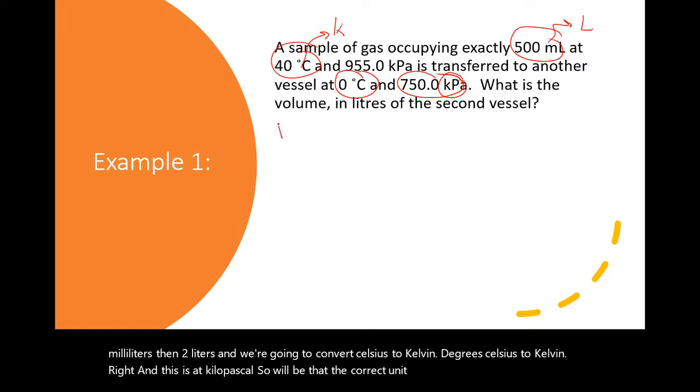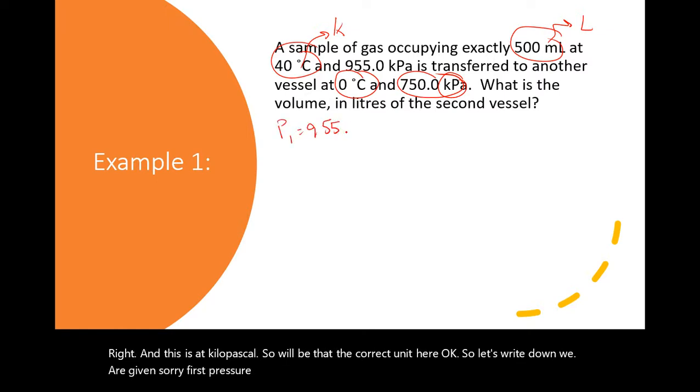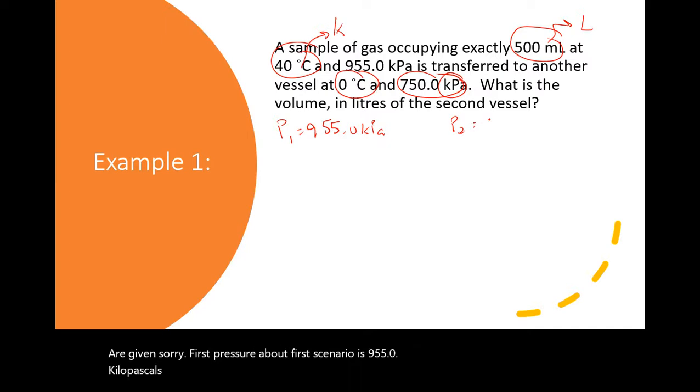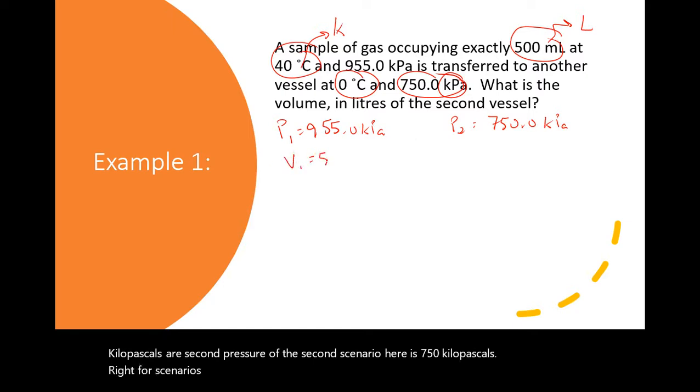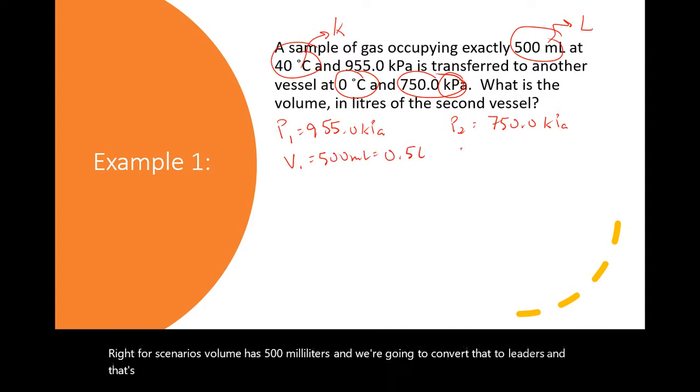Okay, so let's write down what we are given. Our first pressure of that first scenario is 955.0 kilopascals. Our second pressure of the second scenario is 750 kilopascals. The first scenario's volume is 500 milliliters, and we're going to convert that to liters, and that's just 0.5 of a liter. The second volume is what it is asking us for. It's our unknown.